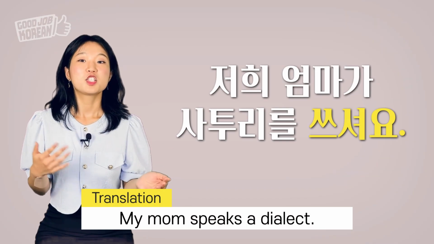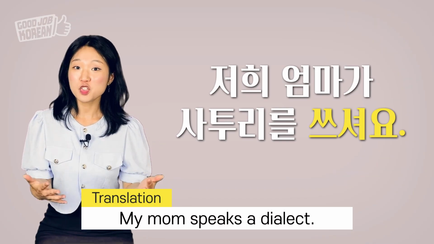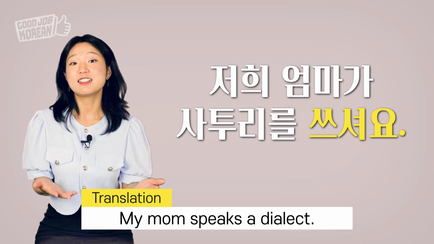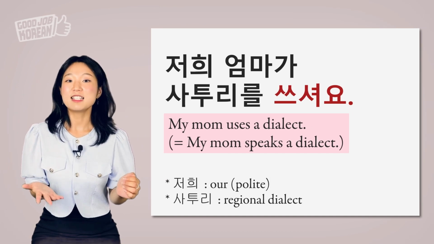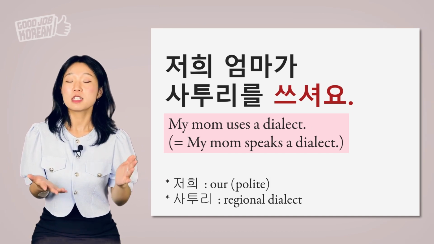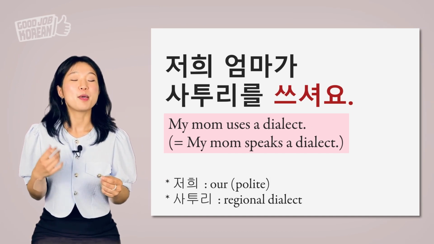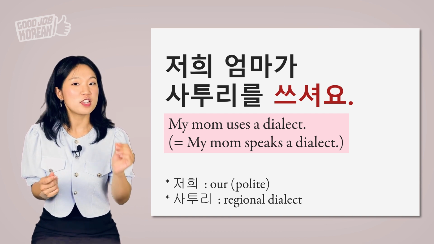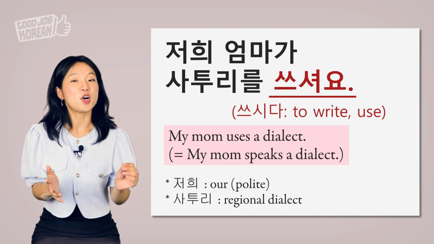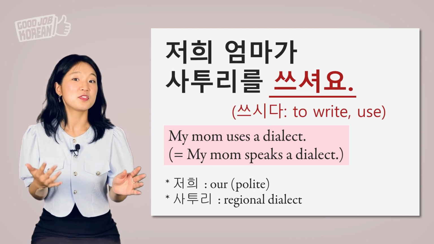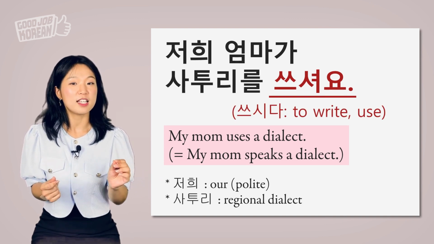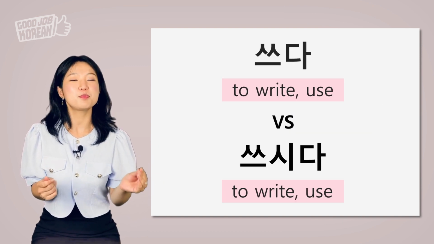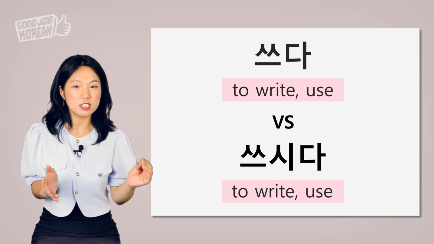She said, 저희 엄마가 사투리를 쓰셔요. This sentence means my mom uses 사투리, or naturally, my mom speaks 사투리. 사투리 is the Korean word for regional dialect, and 쓰셔요 is the present tense of 쓰시다, which has the meaning to write or to use. Then, you might be wondering what's the difference between 쓰다 and 쓰시다.